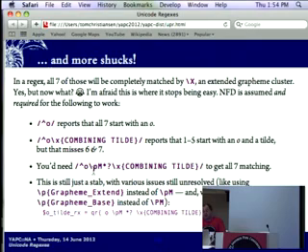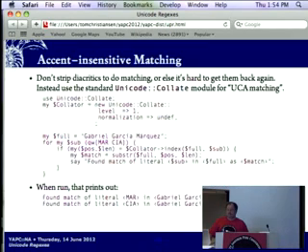I probably shouldn't have said combining mark. I probably should have said grapheme extend. It's just so much easier to write backslash PM than backslash P curly brace grapheme underscore extend. But so, always decompose on the way in, or you won't even be able to do these things.